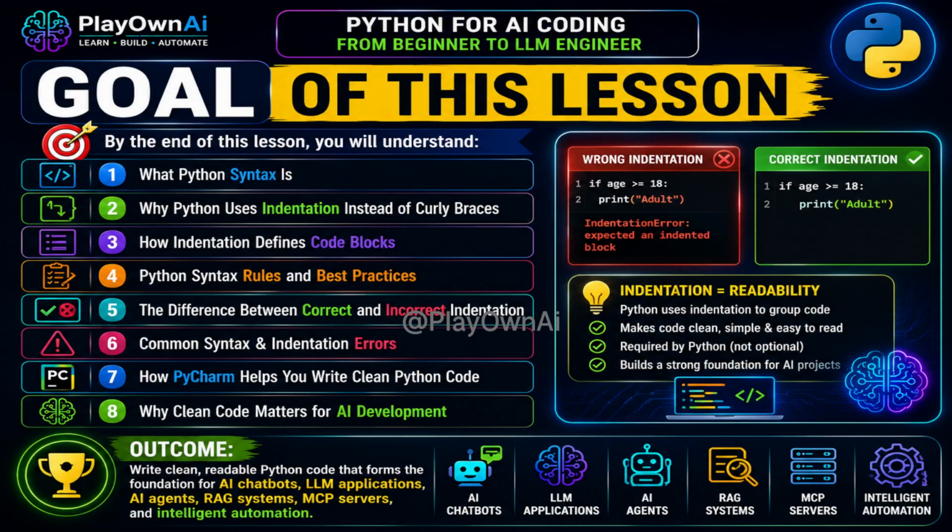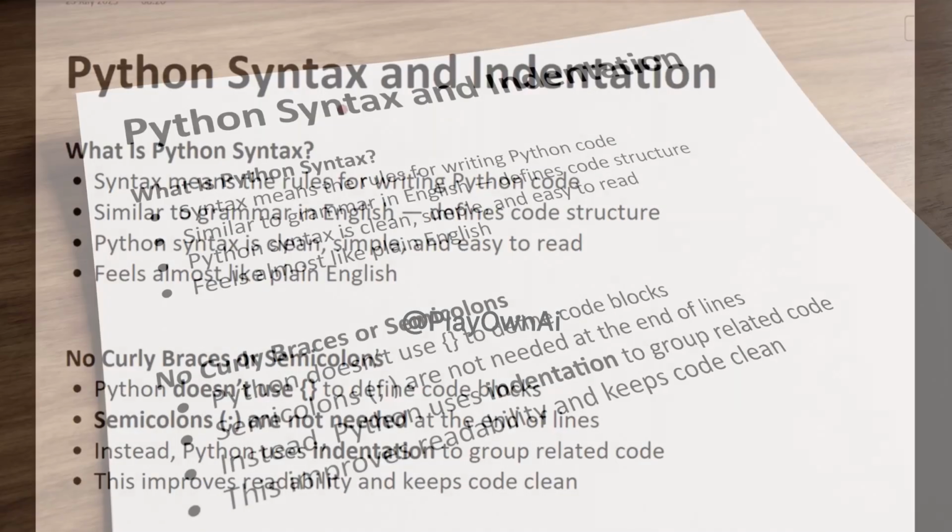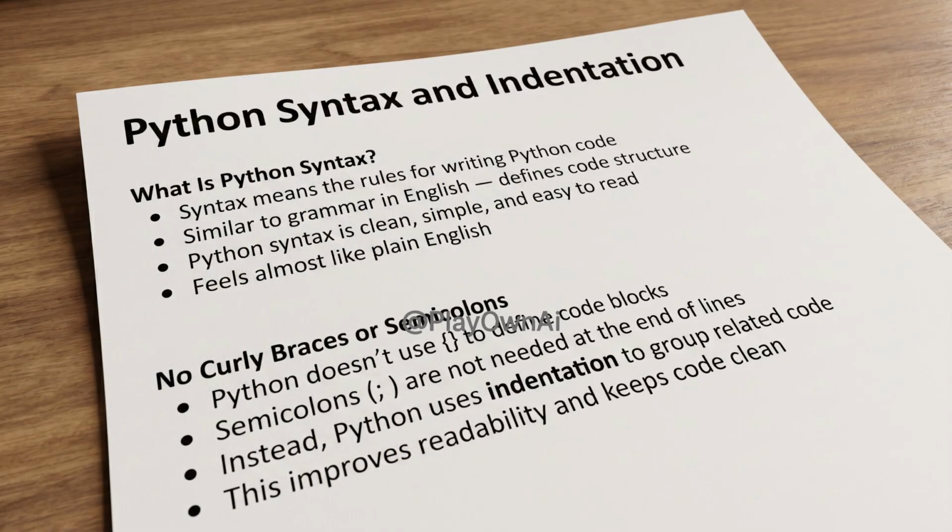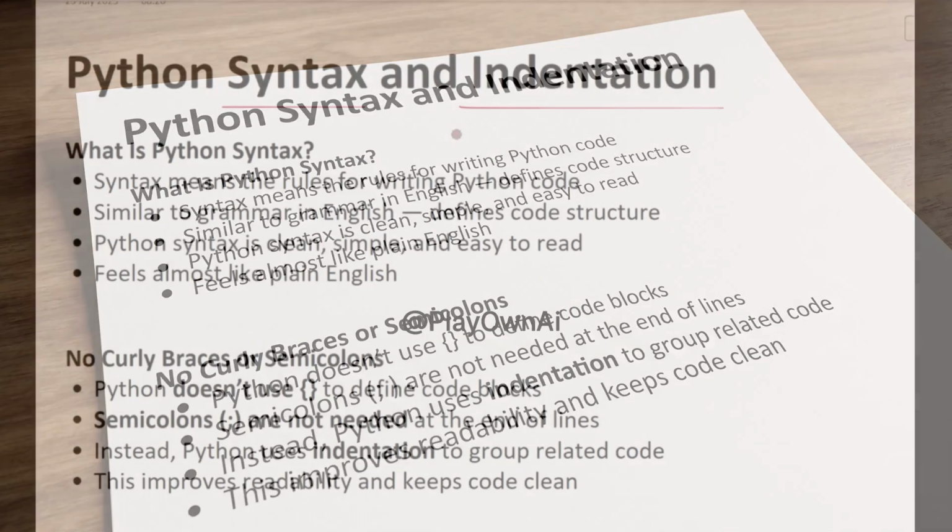Outcome: write clean, readable Python code that forms the foundation for building AI chatbots, LLM applications, AI agents, RAG systems, MCP servers, and intelligent automation. Python syntax means the rules of the language: how you write code, where you put spaces, what characters you can use, and how Python understands what you are trying to say. Just like English grammar tells us how to form a sentence, Python syntax tells us how to form a line of code. The good news is Python syntax is very clean and simple.